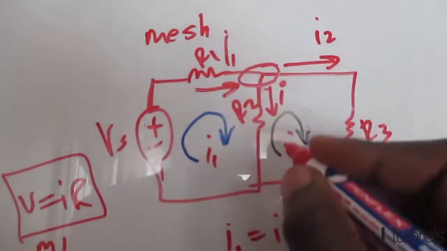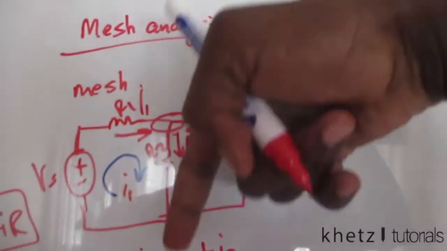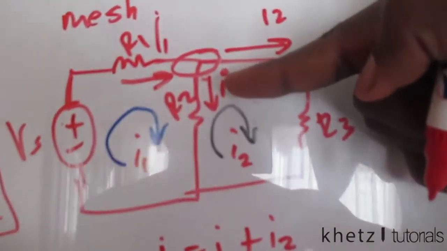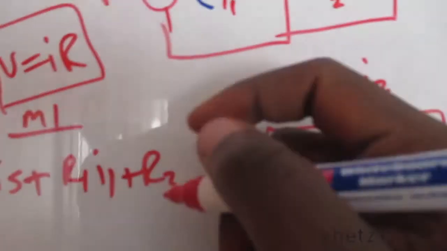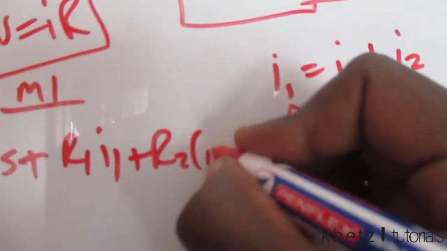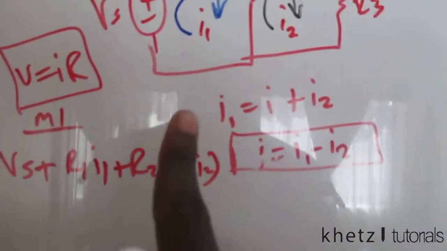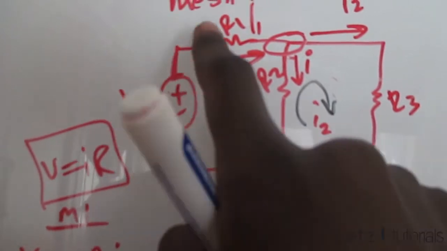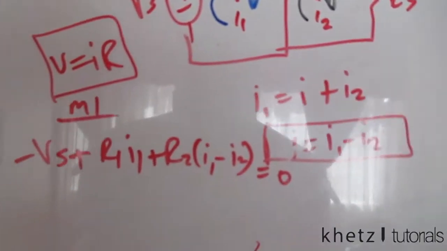Then we say plus R2. At this point, you'll see that I1 is going down, which is the same direction as I, and we said that I is equal to I1 subtract I2. So we say R2 times (I1 subtract I2). That is all for this mesh. You check all the elements, 1, 2, 3, and then equate to 0. That is your first equation.